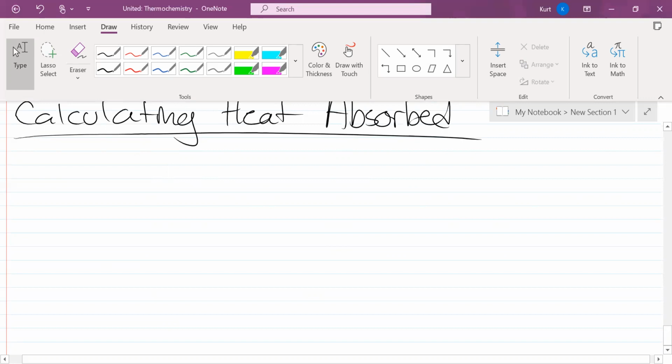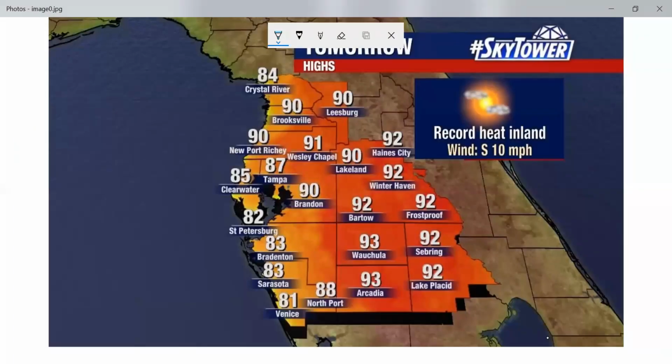And I think I have a weather map somewhere. Yeah, here it is. Perfect. So check this out. I'm going to share this with you. This was a few weeks ago. This is from Channel 13. I want you to imagine that you live in Winter Haven. Winter Haven is over there in Polk County. See it? 92 degrees. Let's say you're going to drive to Clearwater. What's the temperature in Clearwater?